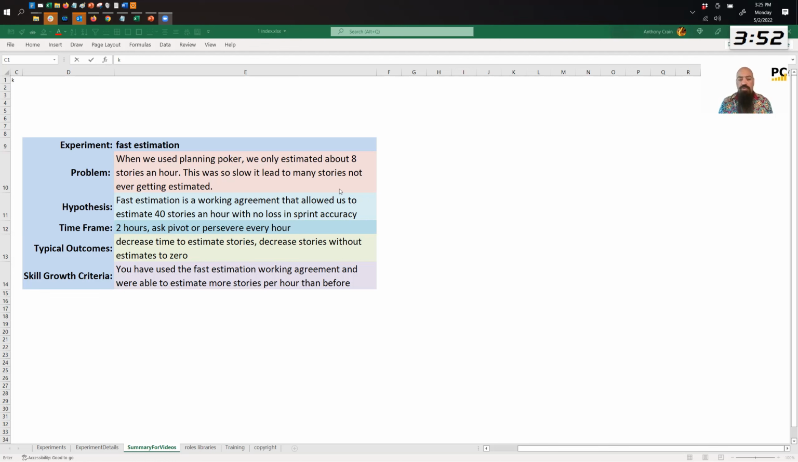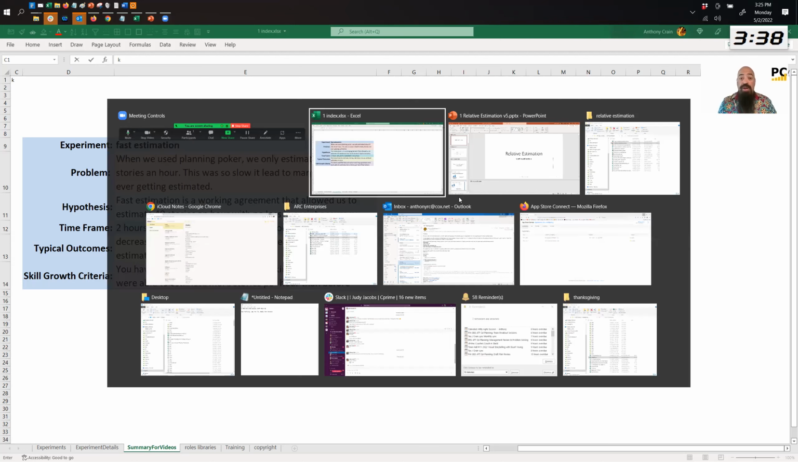Skill growth. So in other words, what do we have to do to execute the experiment? You use the fast estimation working agreement and you're able to estimate more stories per hour than before. Very simple. So this is one of the easier ones to get through as an experiment. So let's get into the materials.